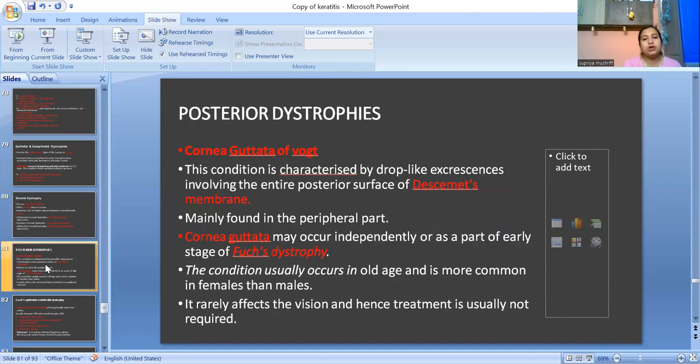Posterior dystrophies include corneal guttata of Vogt. This condition is characterized by drop-like excrescences involving the entire posterior surface of the basement membrane, mainly found in the peripheral part. Corneal guttata may occur independently or as a part of the early stage of Fuchs dystrophy. The condition usually occurs in old age and is more common in females than males. It rarely affects vision and hence treatment is usually not required.